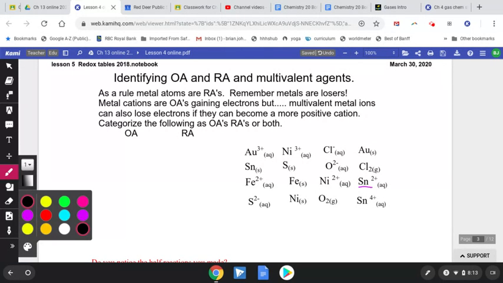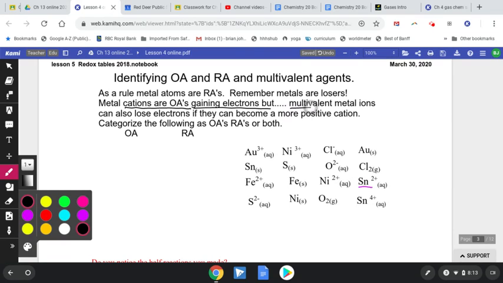So again, in our notes, page 196 in your study guide. Okay, as a rule, metal atoms are reducing agents. Metals are losers. They will easily lose their loosely held valence electrons. Most cations are oxidizing agents. They're positive. They will attract or gain electrons.